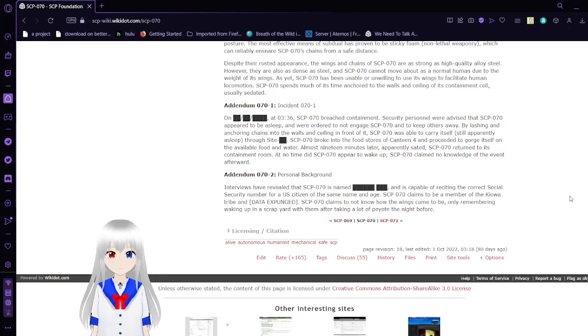SCP-70 broke into the food source of Canteen 4 and proceeded to gorge itself on available food and water. Almost 19 minutes later, apparently sated, SCP-70 returned to its containment room. At no time did SCP-70 appear to wake up. SCP-70 claimed no knowledge of the event afterward.